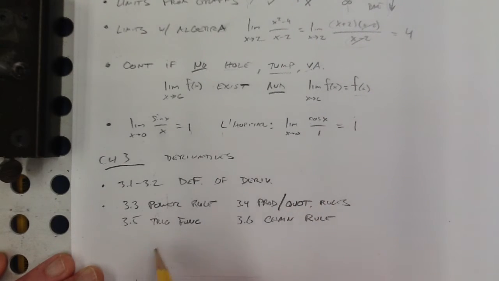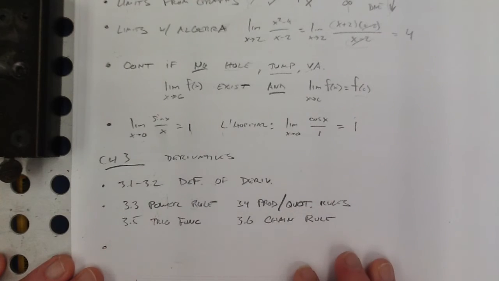So what if you have the sine of x squared? What if it's not just an x on the inside of your function? We call those composite functions in the language of math.